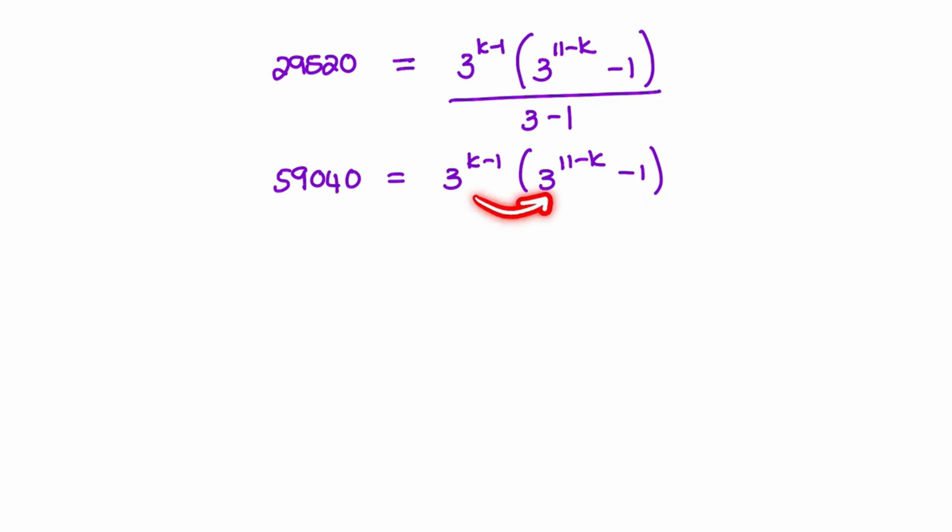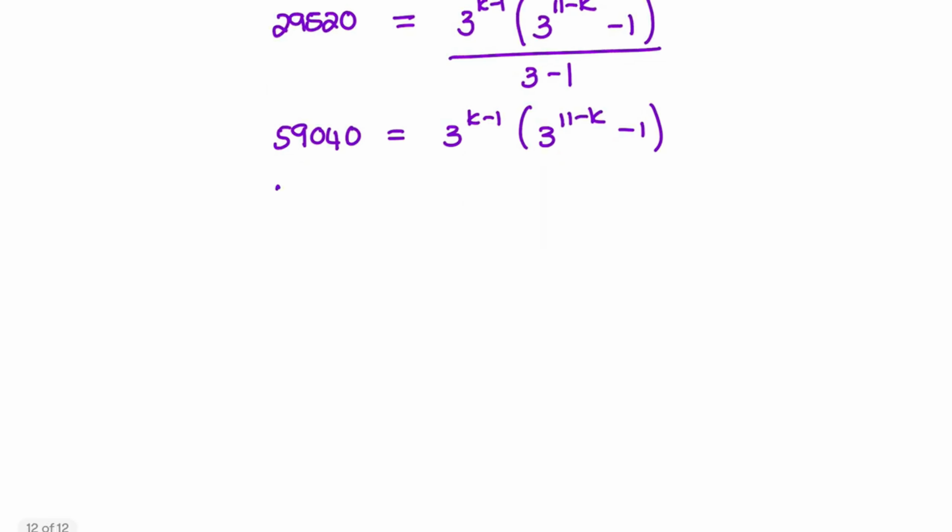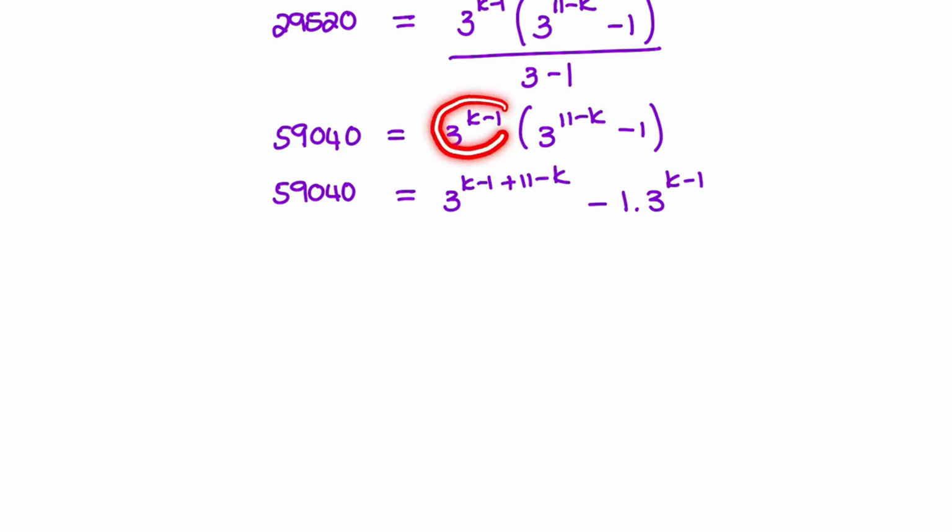So I need to multiply out. So let's do that quickly. We have 59,040 is equal to 3 times k minus 1 plus 11 minus k minus 1 times 3 to the power of k minus 1. So what I'm doing is I'm multiplying 3 to the power of k minus 1 with the first term, and because the bases are the same, I add the exponents together. And for the second term, I simply multiply negative 1 with 3 to the power of k minus 1.